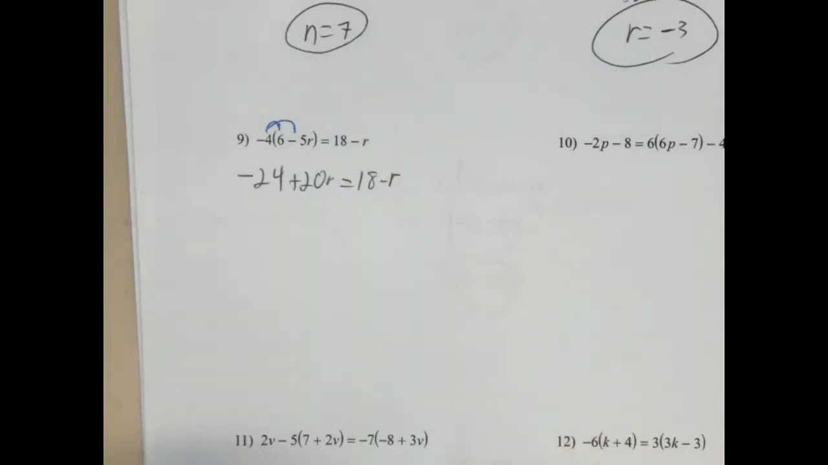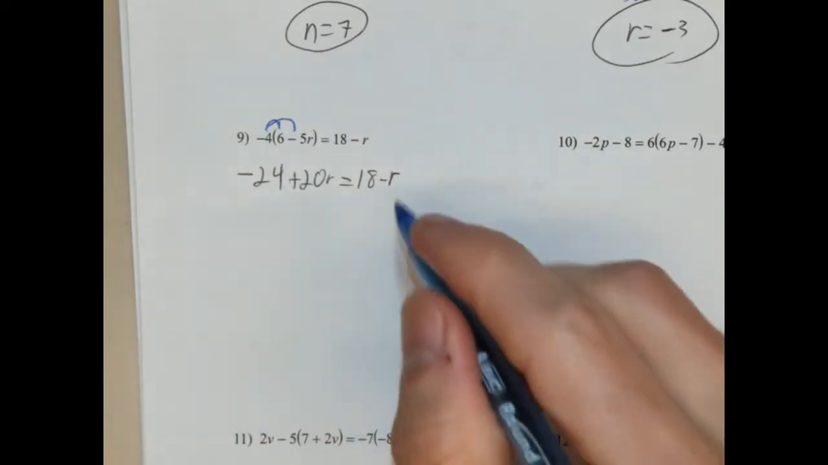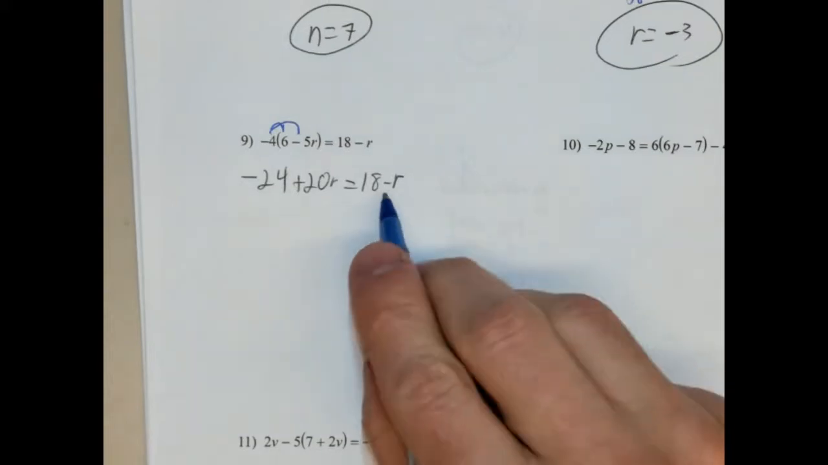So we have variables on both sides. I'm going to move them with the smaller coefficient. I just like to do that when we get to inequalities. You'll see why. So we're going to add r to both sides.